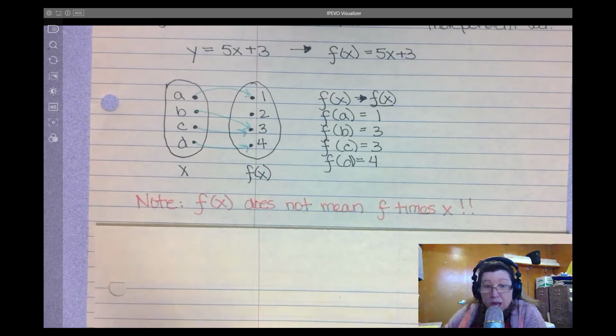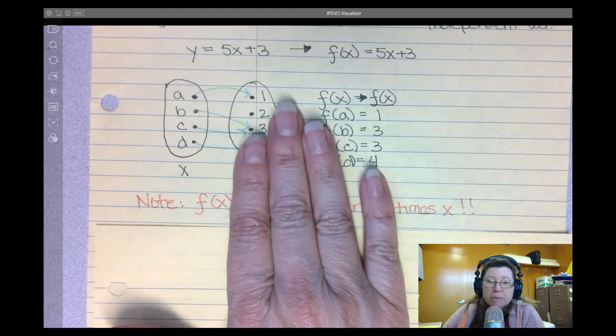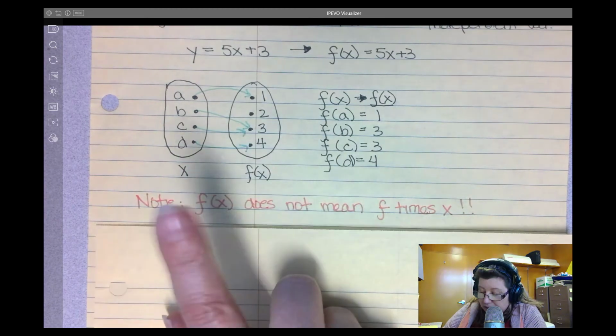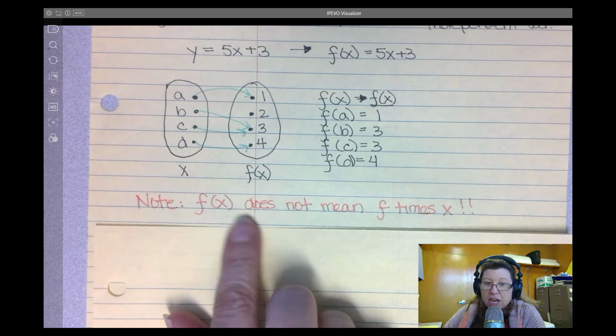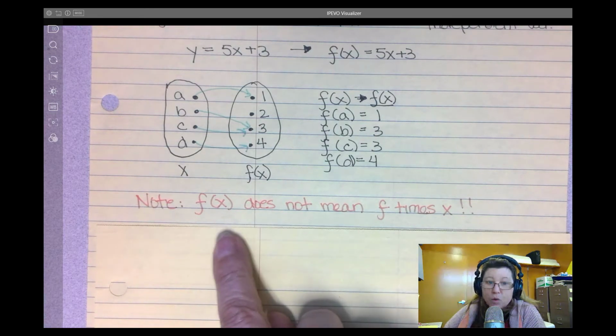Now, keep in mind that sometimes when we see two letters together, we mean multiplication. But in this case, function notation does not mean f times x. It is a function at x, or the function of x, f of x.